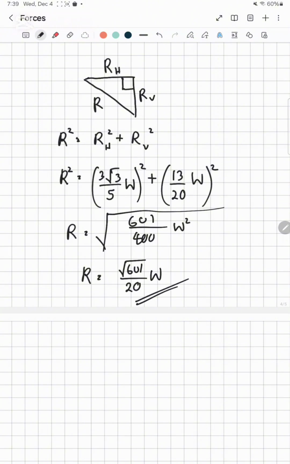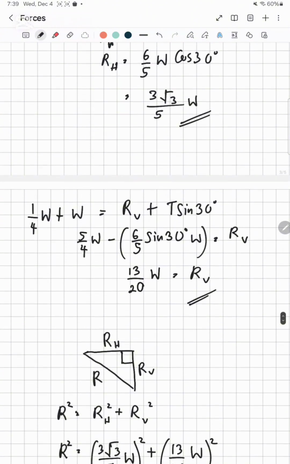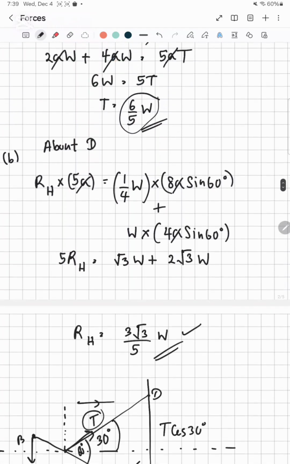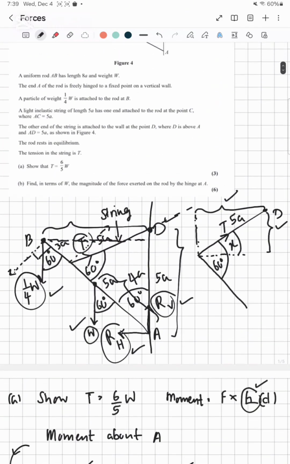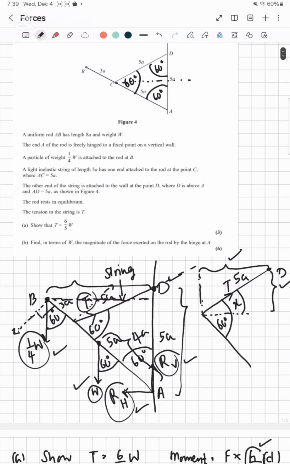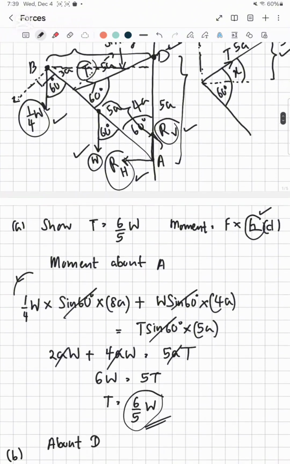That is your answer. I hope you all understood. If you guys have any doubts, just drop them in the comment section. So you can see this question is 9 marks, but it's pretty easy, right? You can get this done in 15 minutes.